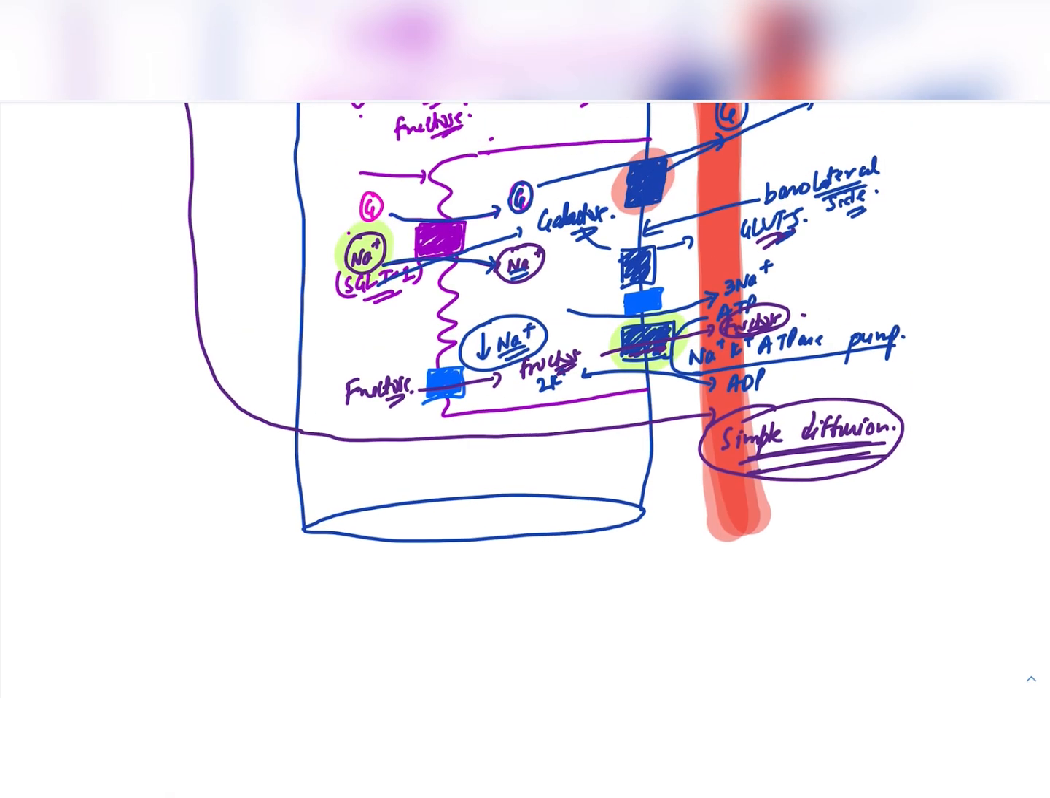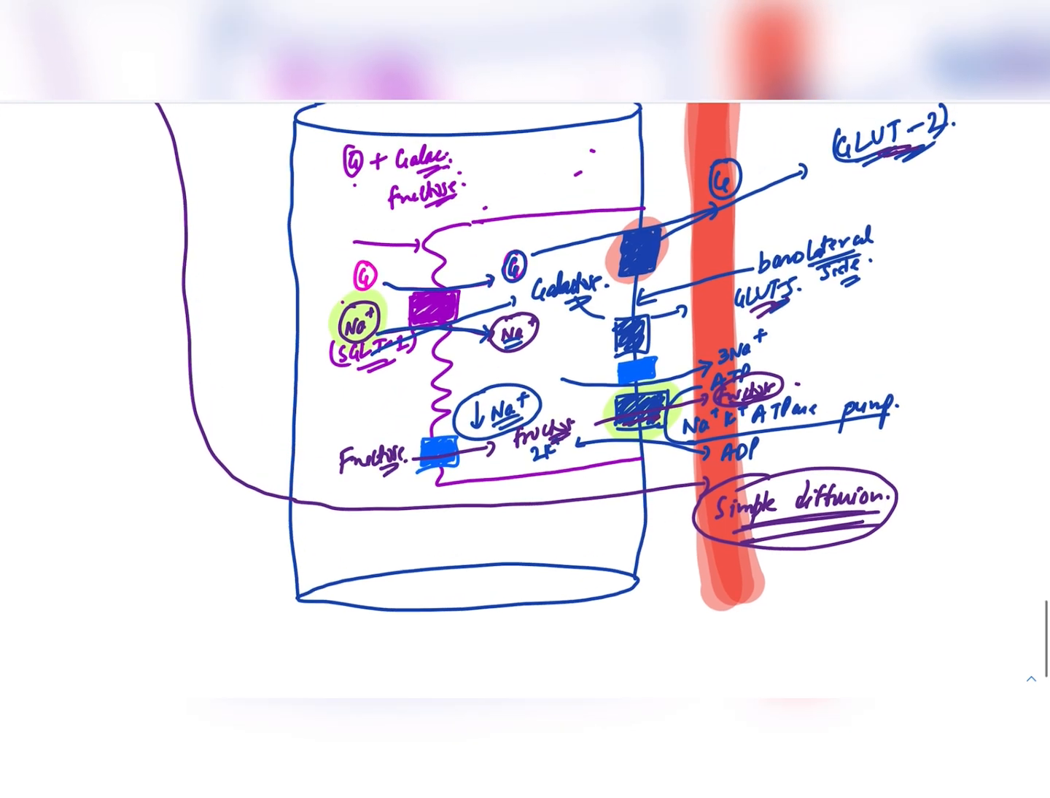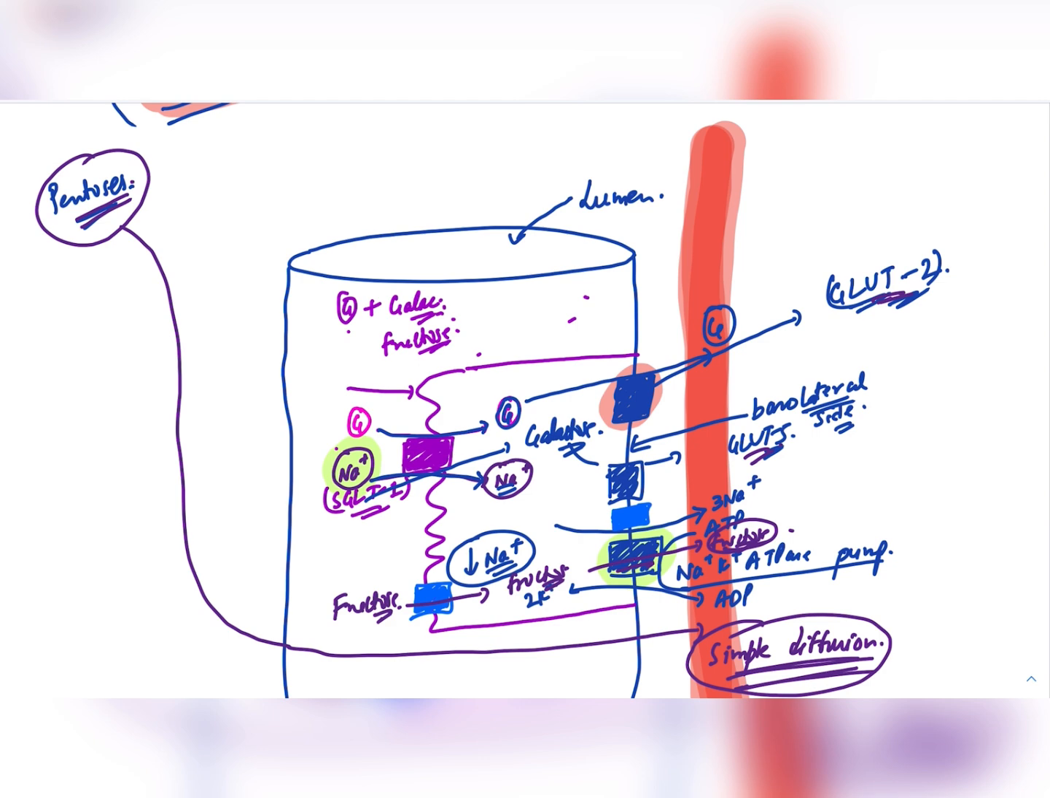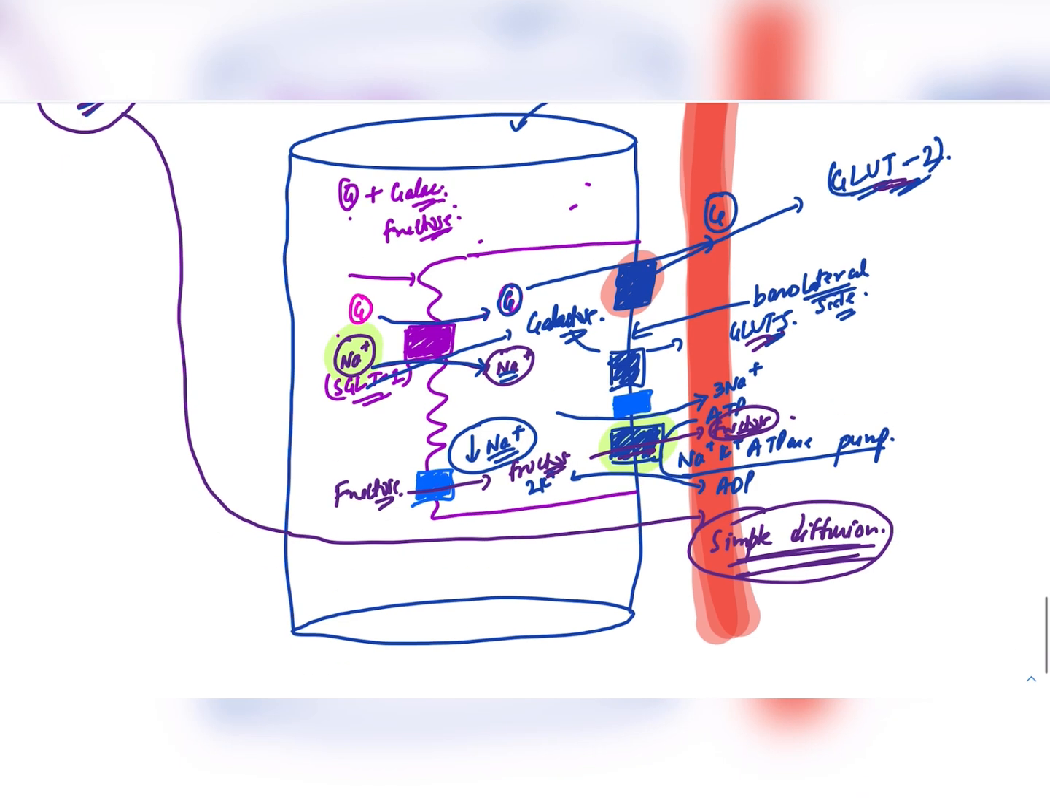Okay, I think that would be all for today's lecture. In the next lecture, we will talk about various glucose transporters. In this lecture, you have seen a few glucose transporters like SGLTs, GLUT2 and GLUT5. Apart from these, there are other transporters also. We will see that in the next lecture.